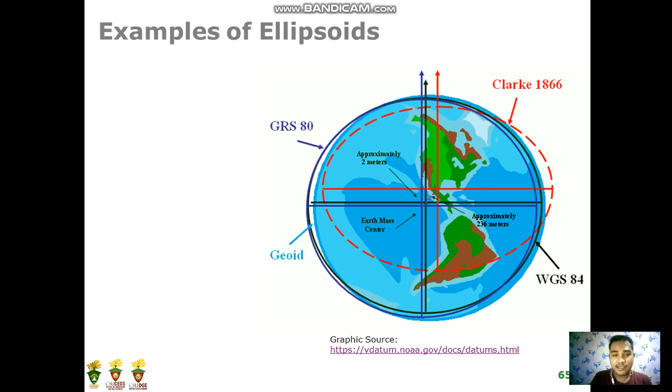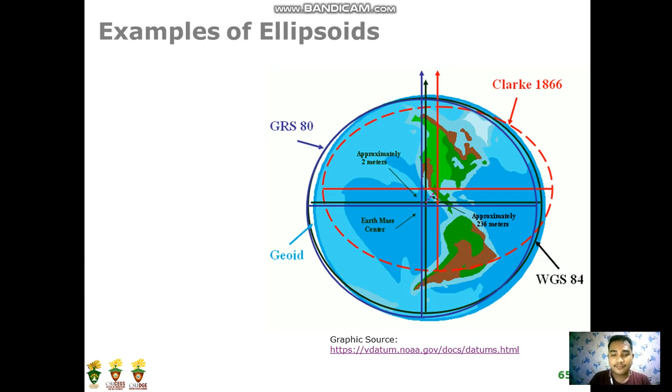Okay, we all know that the geoid is irregular in shape. So it also depends on how the ellipsoid approximates the geoid. As we can see here, there are various ellipsoids: Clark 1866, WGS 84, GRS 80. In every country, they adopt whichever ellipsoid best fits their area. And of course, they also have different deviations.